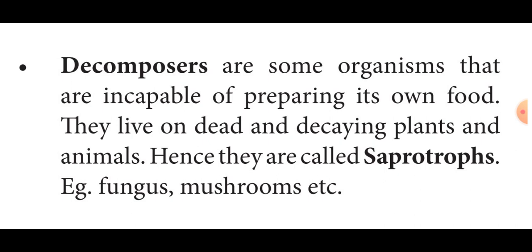Then the third category is the decomposers. Decomposers are organisms that are incapable of preparing their own food. They live on dead and decayed plants and animals, so they are called saprotrophs, for example fungus and mushrooms. Understood now? Students, the continuation of this lesson I will teach in the next class.